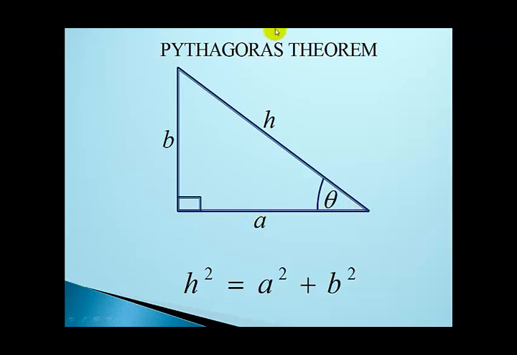Now, from the Pythagoras theorem, the square of the longest side is equal to the sum of the squares of the other two sides. That is, H square is equal to B square plus A square. That is, the square of the hypotenuse is equal to the square of the opposite side plus the square of the adjacent side. So from the Pythagoras theorem, H square is equal to A square plus B square.